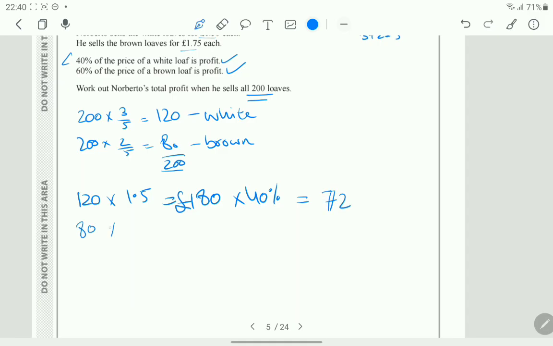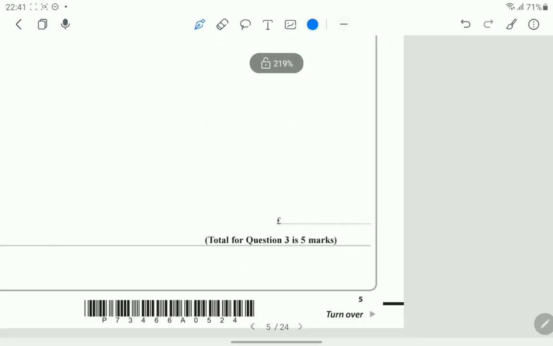And for brown loaves we do the same, 1.75 pounds each, we get 80 times 1.75, 140, but again 60% of the revenue is profit. So 60% of the sales that he made would be profit, and in this case it is 84. And to sum this all up, 72 plus 84, 156 pounds is his profit. Write your final answer here and move on.